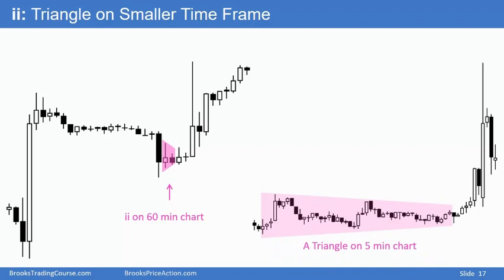And a triangle simply means there are 3 pushes down or 3 pushes up. Here we have a little push down, second, third. Here we have a push up, second, tiny third. So to me, this II on the 60-minute chart is simply a triangle on the 5-minute chart. And you can see what followed. We got a bull breakout above the triangle.